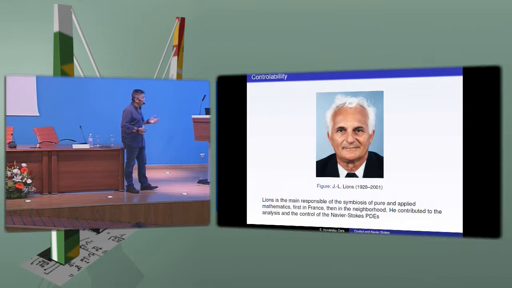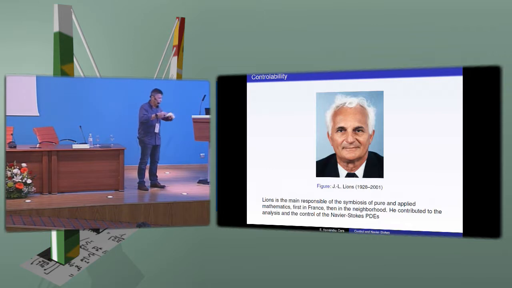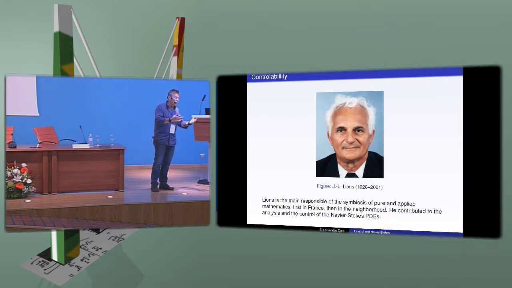Lions is the main responsible for the symbiosis of pure and applied mathematics, first in France, and then in the neighboring states, in particular in Spain. In the origin, he was a pure mathematician, but he dedicated a lot of effort to push pure mathematicians to work on applied problems and to contribute to applied science. And at the same time, he pushed applied mathematicians to work with good and high-level mathematics.